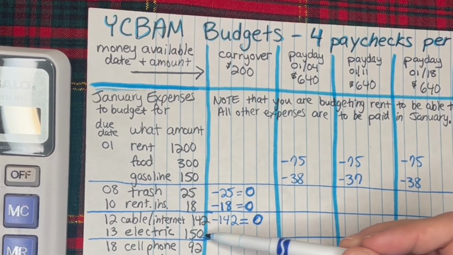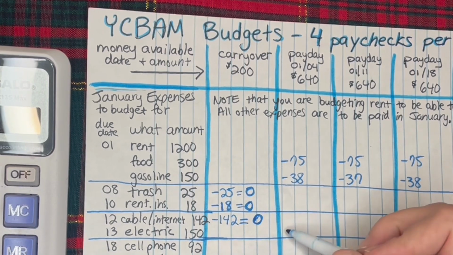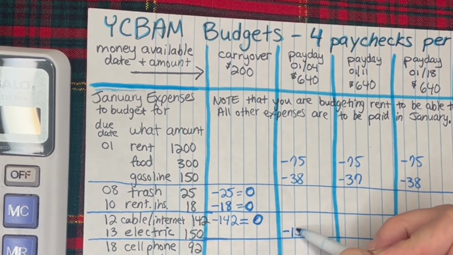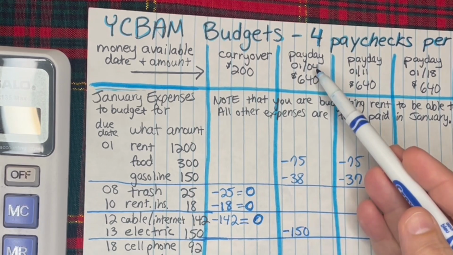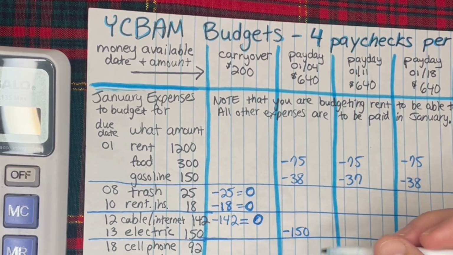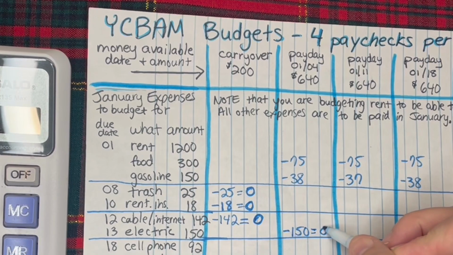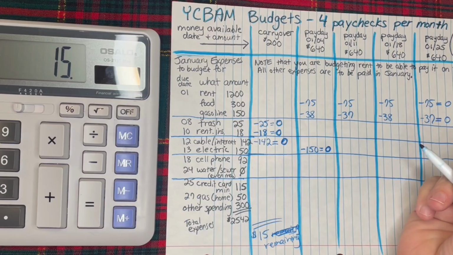The next item we need to account for would be our electric bill. So if we use $150 from this paycheck on the 4th, that would mean we would have 0 left to budget for.